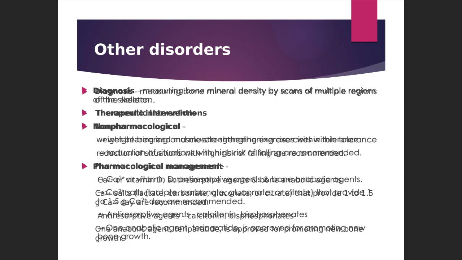Calcium salts like lactate, calcium gluconate, and citrate that provide 1 to 1.5 grams of calcium per day are recommended because there is a deficiency of calcium in the case of osteoporosis and osteopenia. Other agents like calcitonin and bisphosphonates, and anabolic agents, are given to promote new bone growth. The anabolic agent basically stimulates bone formation in the body.